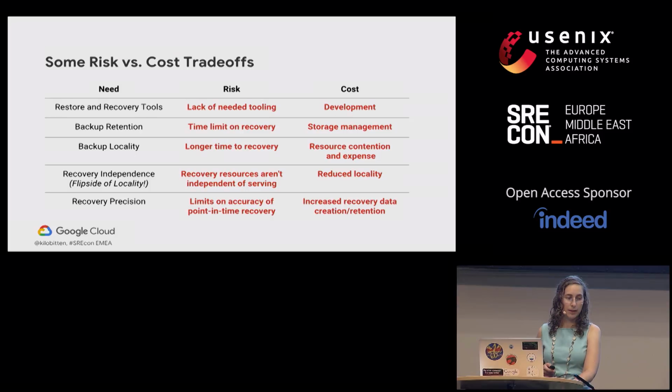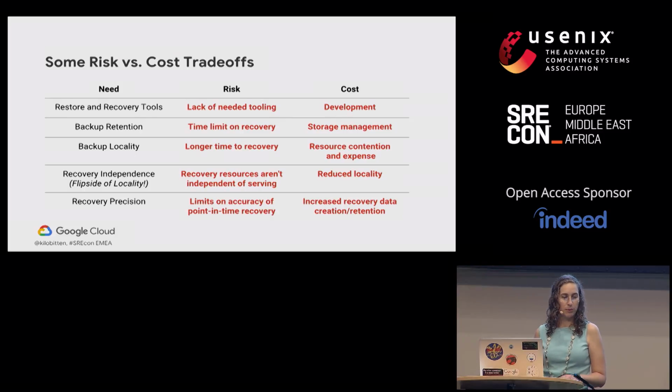And then backup locality, which is a funny one. You don't want to have it too far away because it's going to be too long to recover, but you're going to have to pay for keeping it closer. Generally, hotter, closer storage is going to be more expensive. But the flip side of that is that you also don't want to have it too close. You don't want to have it in a place where it's interfering with the availability or quality of your serving resources. And you also want it to be sufficiently independent that if you have some kind of a regional problem affecting the area where your serving is, the backups aren't in the same place.